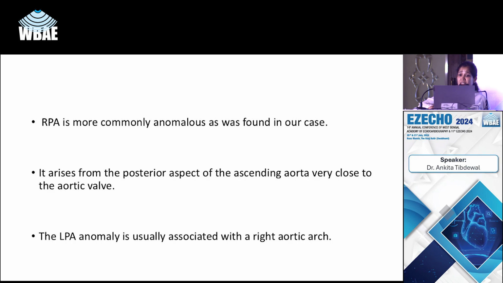Left hemitruncus is more commonly seen with tetralogy of Fallot than is right hemitruncus. It may also be associated with DiGeorge syndrome. In our patient, the only association that we were able to find was a PDA, which was associated with a right to left shunt.